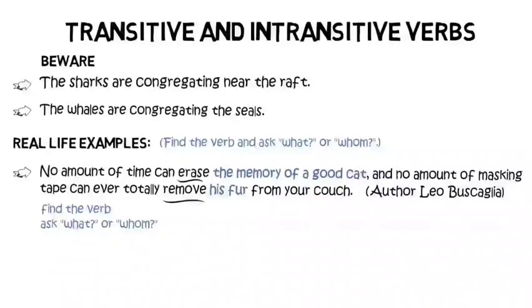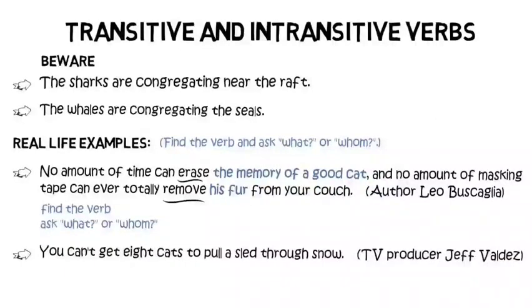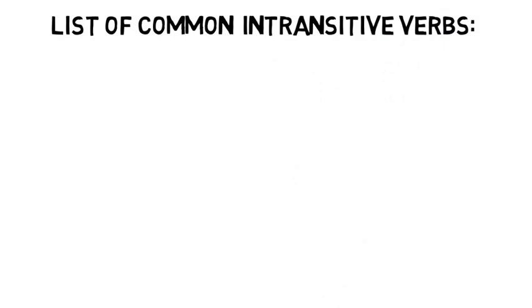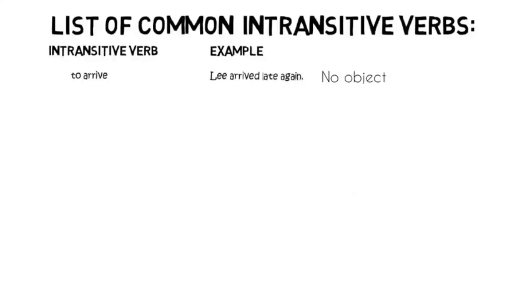Next, you should try other things in your exercises in your books, so you can get the answer. Now you can get 8 cats to pull a sledge through snow. Now look, find the verb. You can get. Now what? 8 cats. That means that is the object. So here you got the verb, got the object. That means it is transitive. List of common intransitive verbs. Intransitive verbs sometimes sound like phrases also. So be careful while going through these things.